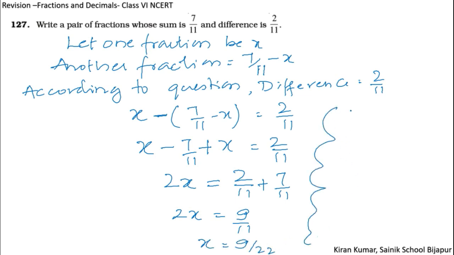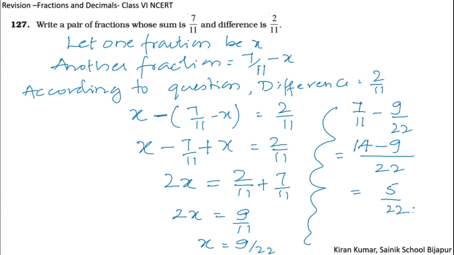Once the value of x is obtained, we can find 7 by 11 minus 9 by 22. Here the LCM is 22. So this will become 14 minus 9, which is 5 by 22. So the numbers are 5 by 22 and 9 by 22.